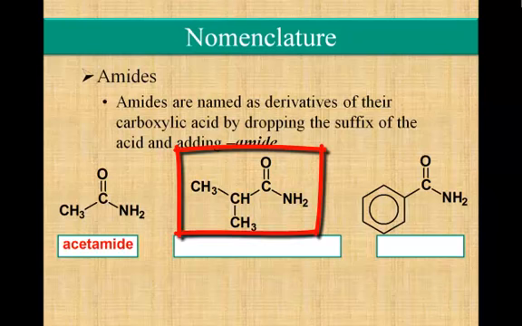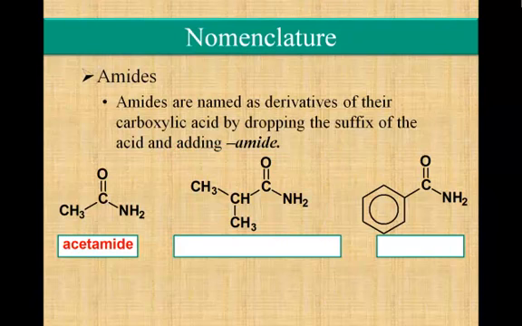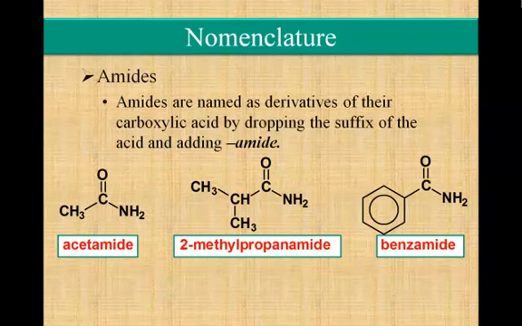Our next amide is derived from 2-methyl propionic acid. So I'm going to remove the ic acid and replace that with the suffix amide. So this is 2-methyl propanamide. Finally, our third example is a derivative of benzoic acid. So the name of this compound is benzamide.